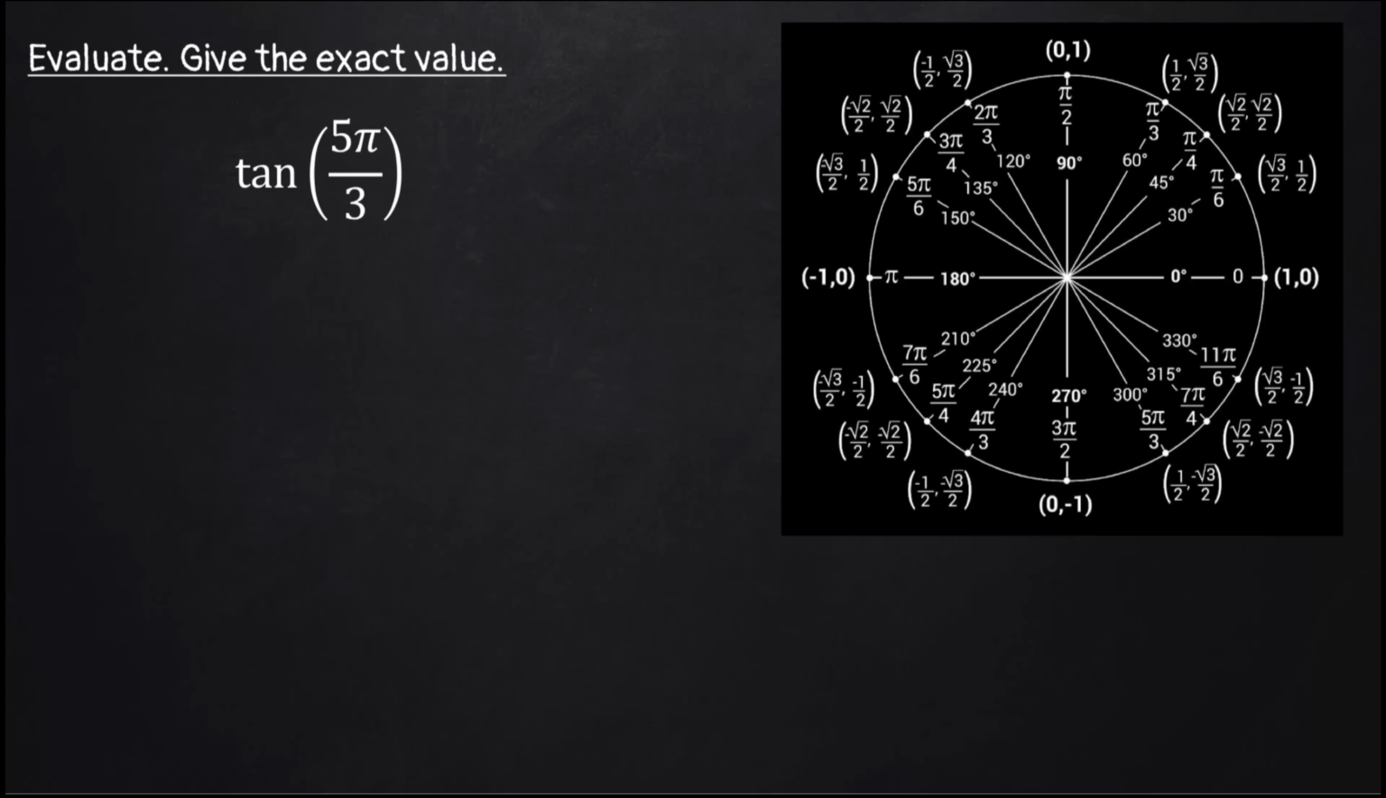Here we have the tangent of 5 pi over 3. So 5 pi over 3 here is in quadrant number 4. So let's look at our point. And tangent is y over x. So we're going to take negative root 3 over 2 divided by 1/2.